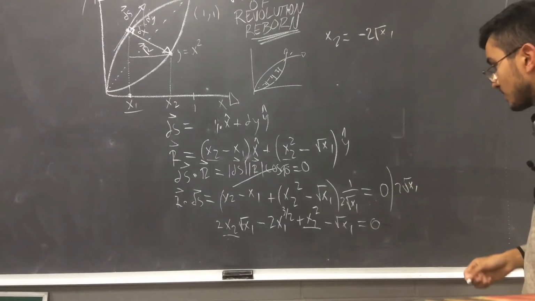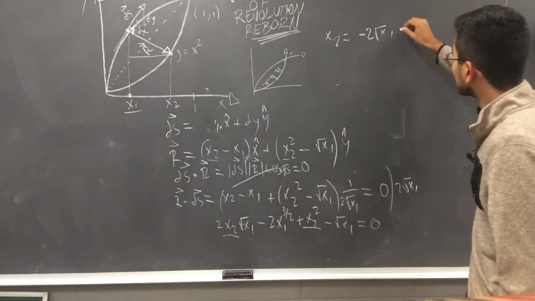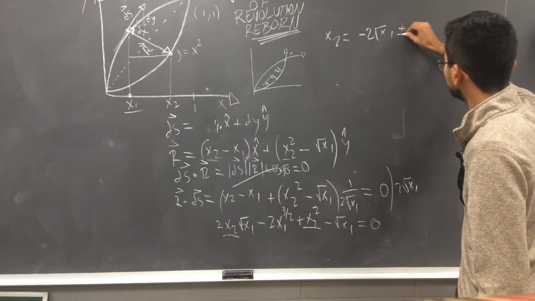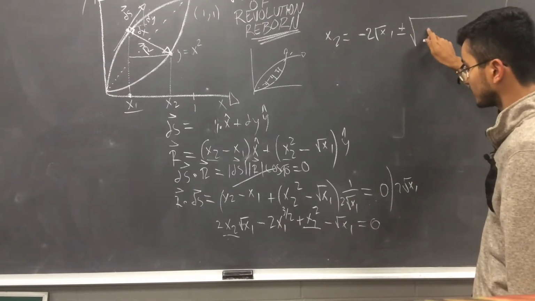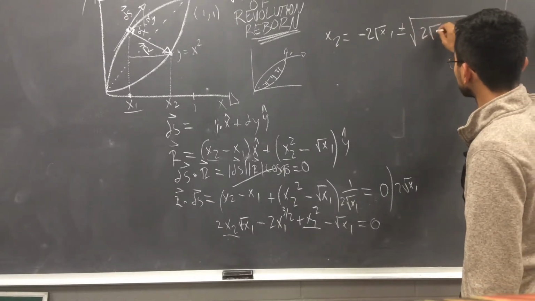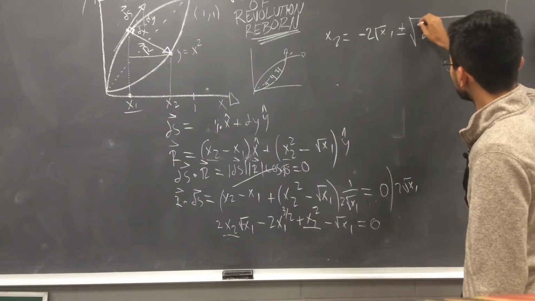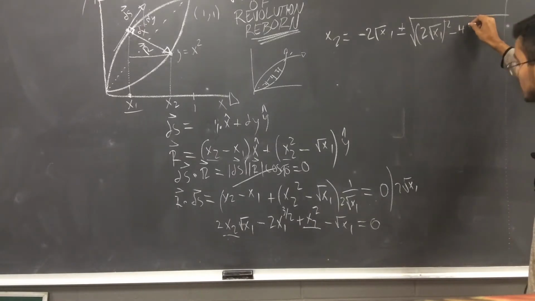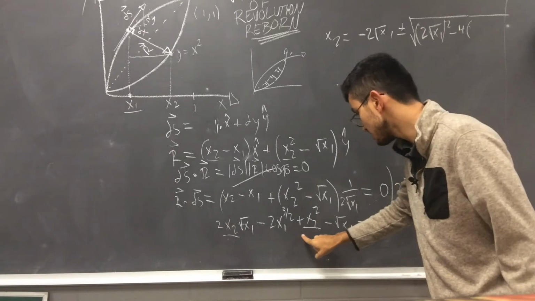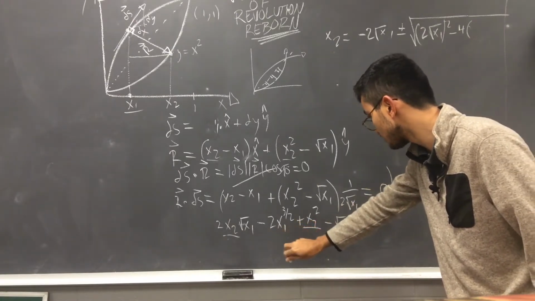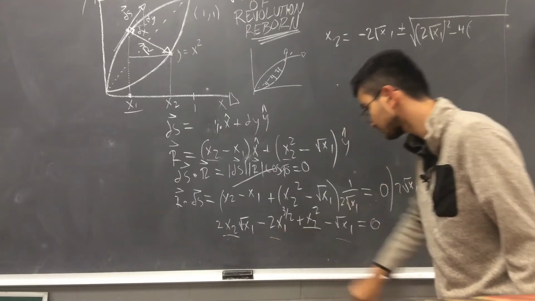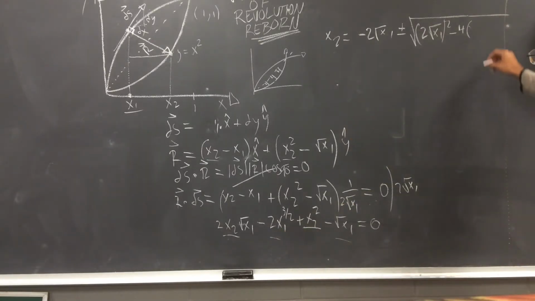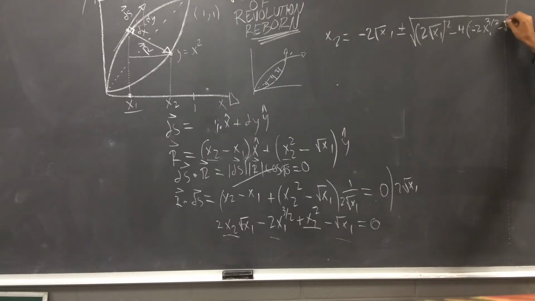So that's going to give us plus or minus the square root of b squared. So that's going to be 2 times the square root of x1 squared, minus 4 times ac. So that's going to be minus 4 times. Now the a in here is going to be 1, and c is going to be this entire thing over here. So keep in mind, that's going to be 4 times negative 2x1 to the 3 halves, and then minus the square root of x1.